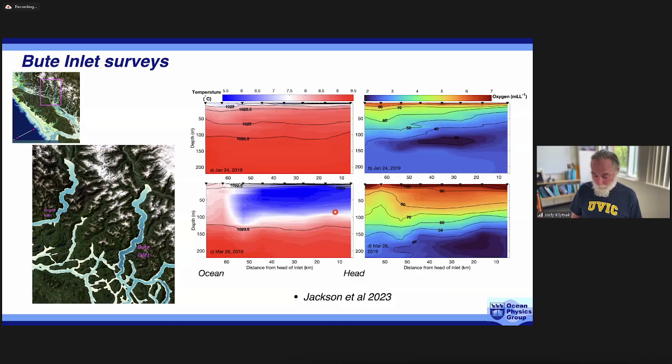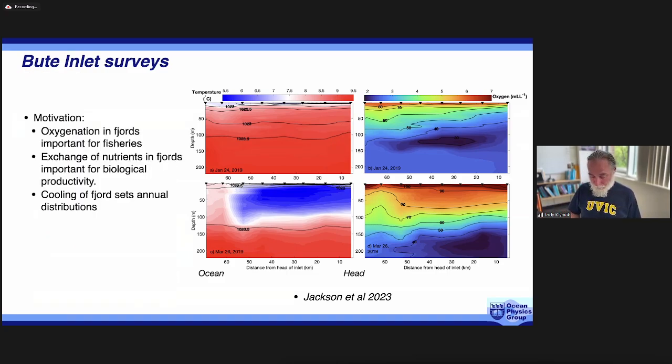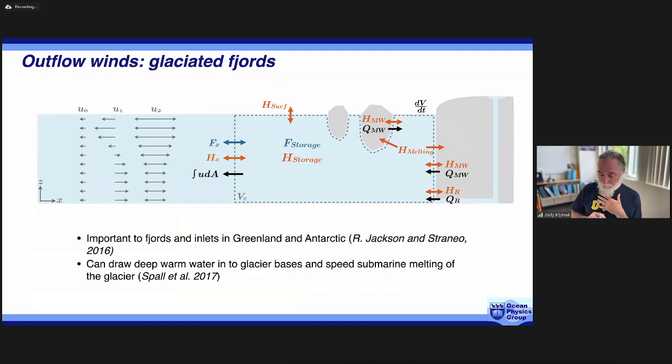It got much colder. And then this is oxygen. You see it became much more oxygenated. So we're able to get oxygen down to 100 meters. Something happened between those two cruises. And what happened is important for oxygenation of the fjord. It's important for exchange of nutrients in the fjords, which is obviously important for biological productivity. And cooling of the fjord sets the annual cycle.